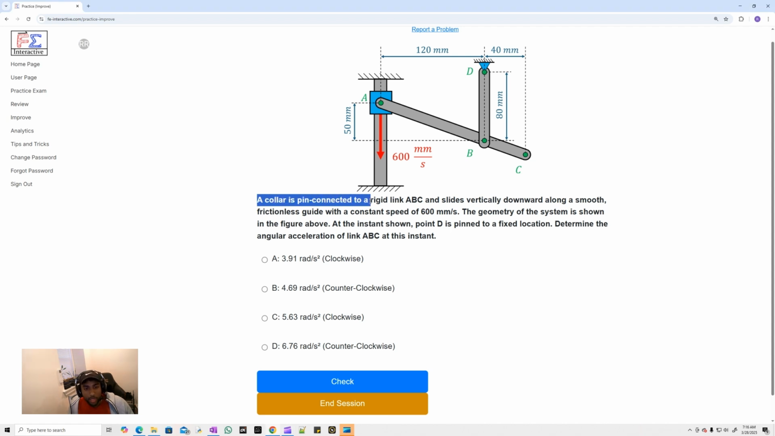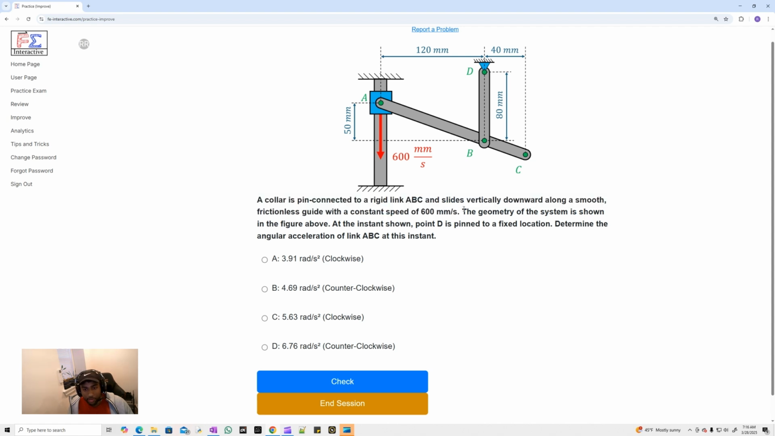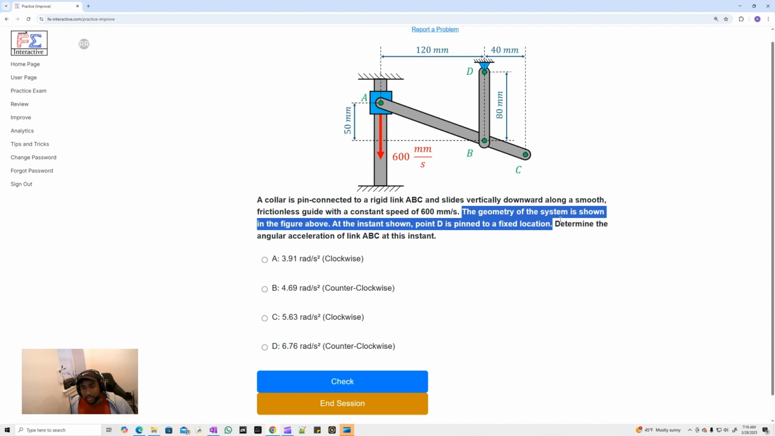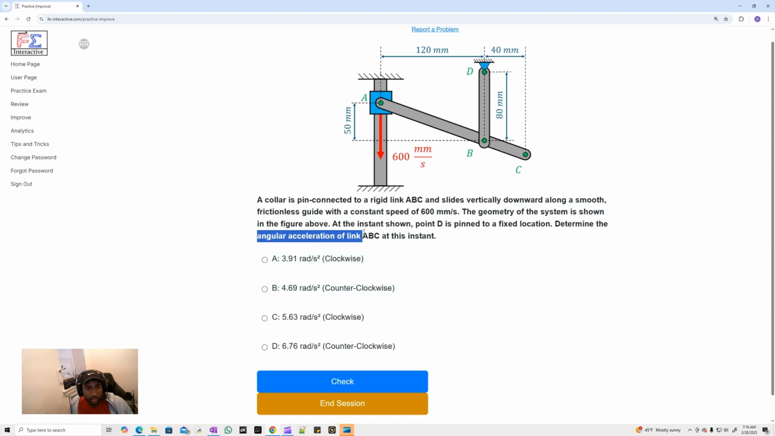It says a collar is pin connected to a rigid link ABC and slides vertically downward along a smooth, frictionless guide with a constant speed of 600 millimeters per second. A lot of information there. It says the geometry of the system is shown in the figure above. At the instant shown, point D is pinned to a fixed location. Determine the angular acceleration of the link ABC at this instant. And it looks like we're looking for the magnitude and direction.